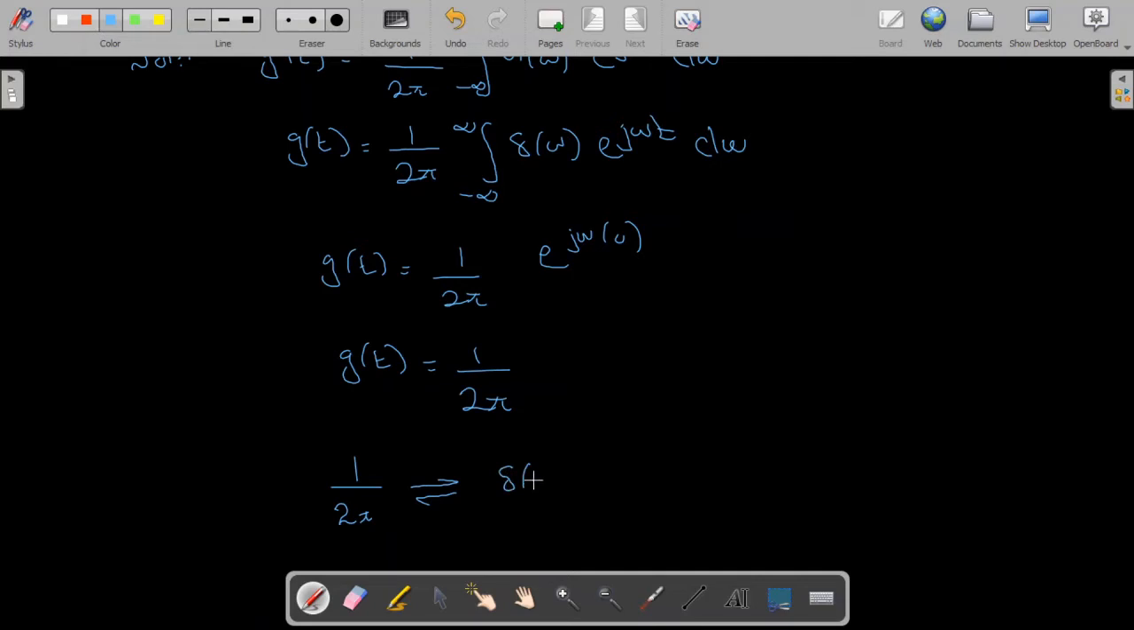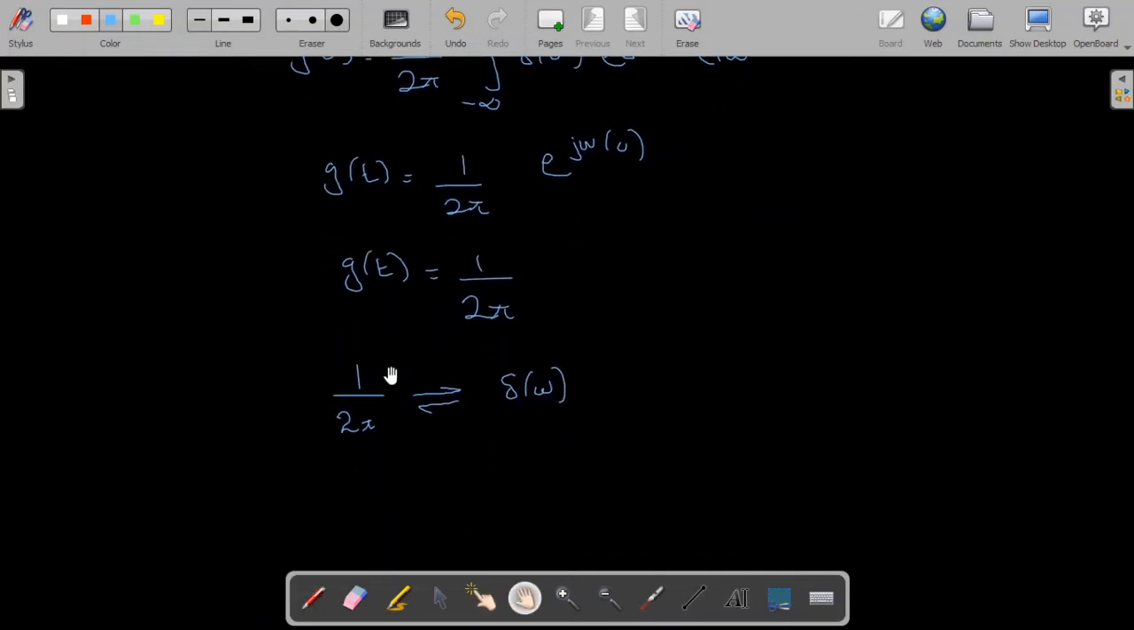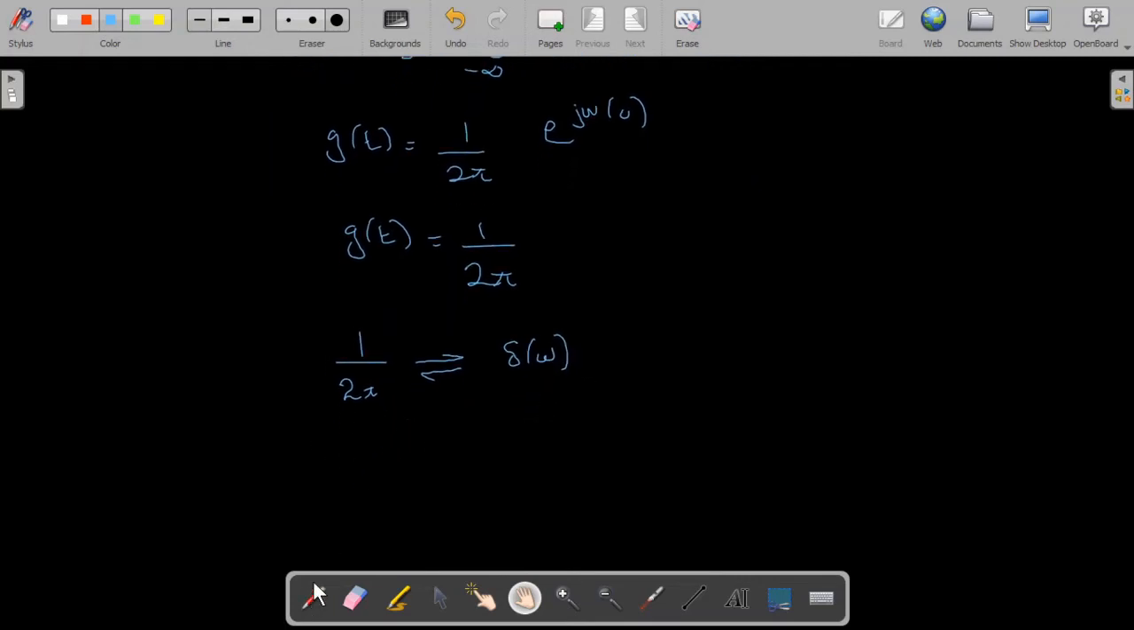So let me represent it over here: 1 by 2 pi and delta of omega are the Fourier and inverse Fourier transform of each other. In the frequency domain, if we have delta of omega, in the time domain we are going to have 1 by 2 pi. Similarly, this is our omega, which is the angular frequency domain. In the frequency domain we are going to have 1 and delta of f. So you need to remember these 2 points as well.